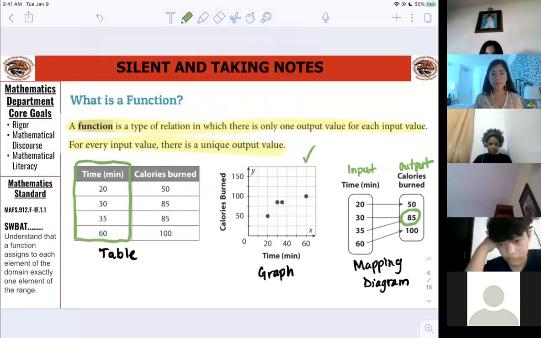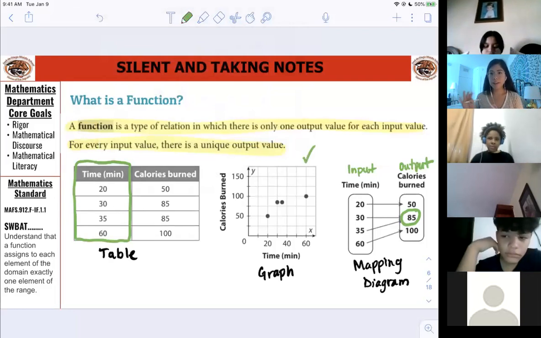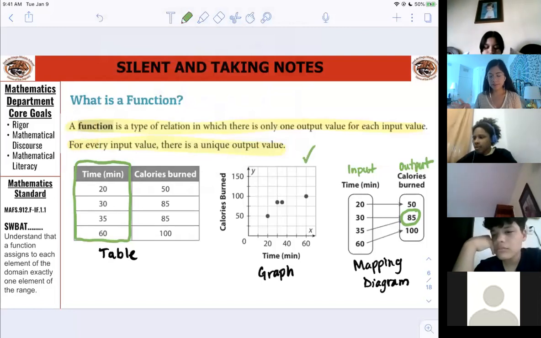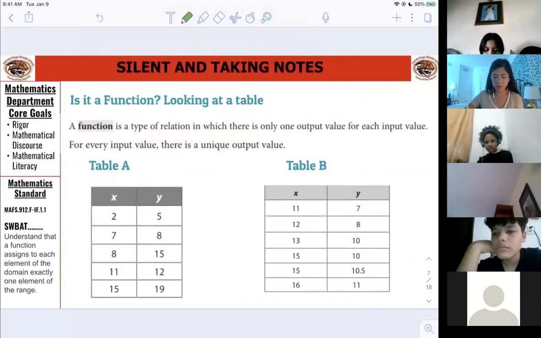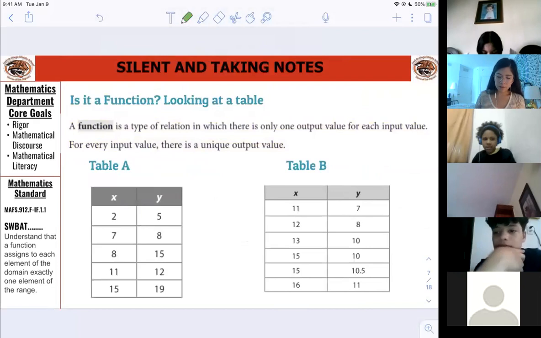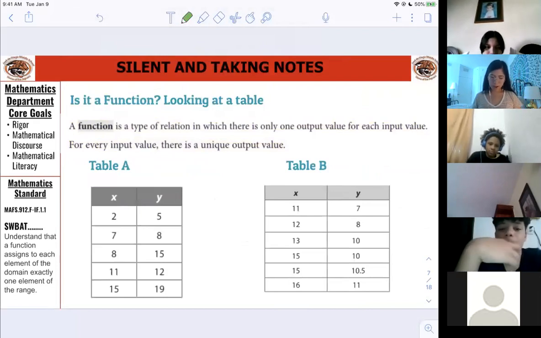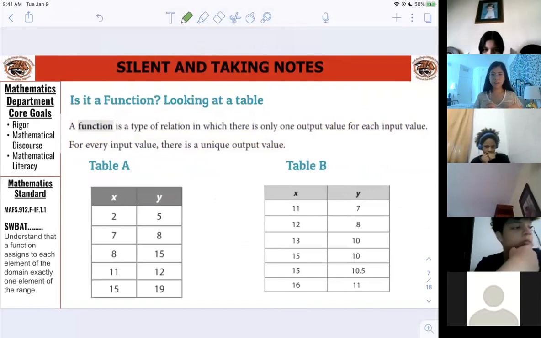We're going to look now at a few examples where you have to figure out, is it a function or is it not a function? So let's see how much we understand. Take a look at these two tables. I want to know which one of these is a function and which of these is not a function. So start just looking at it, and if you feel like you know the answer, you can go ahead and say it.